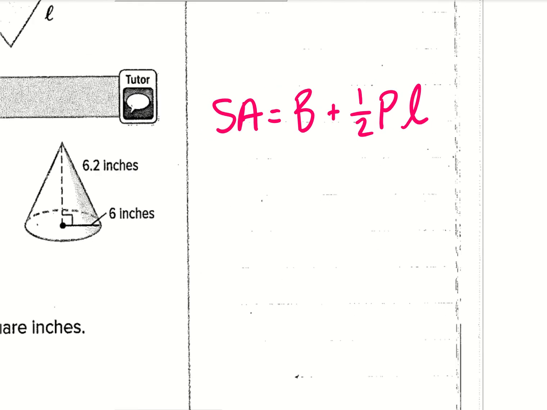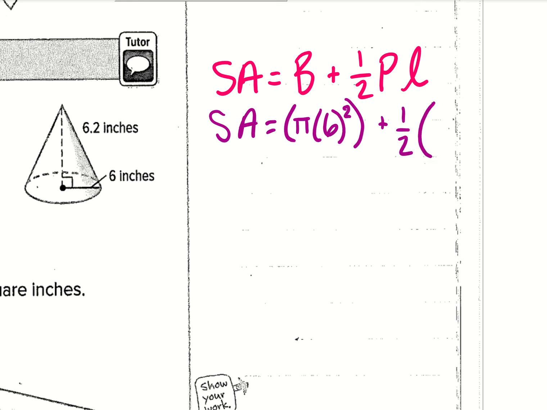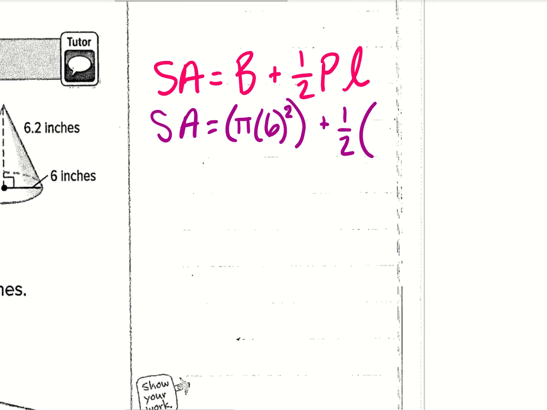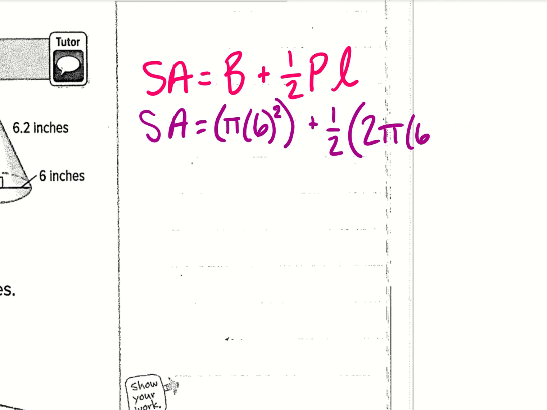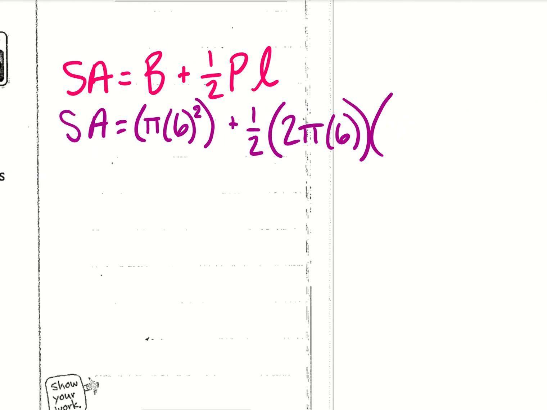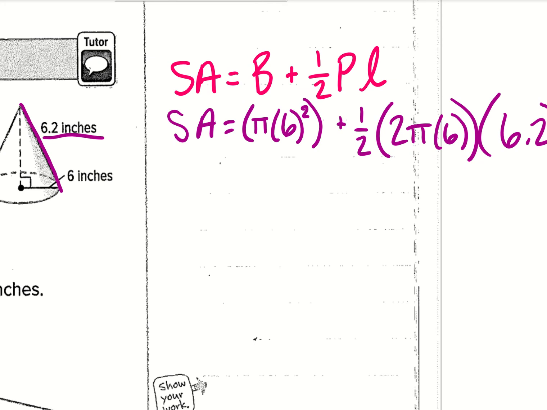We have, there we go, zoomed in too far. Sorry about that. Surface area equals area of the base, that's going to be made up by pi r squared. R is 6 for this one. And then we have plus 1/2 the perimeter. Remember, the perimeter is 2 pi r, so for this one, that would be 2 times pi times the radius, which is 6. And then times the lateral height, or the slant height, which is 6.2. You can see that right here, that would be this distance. That's our slant height.